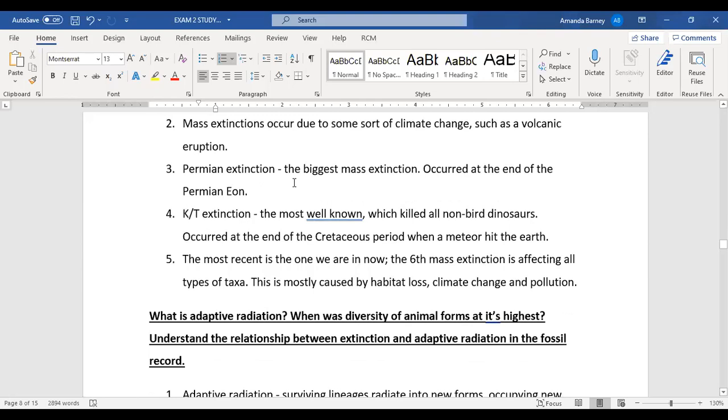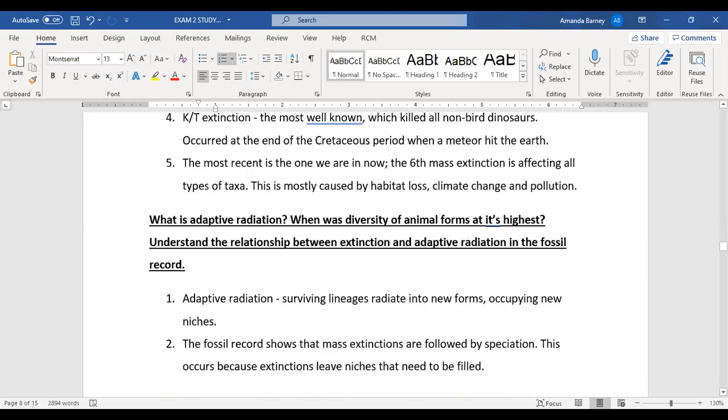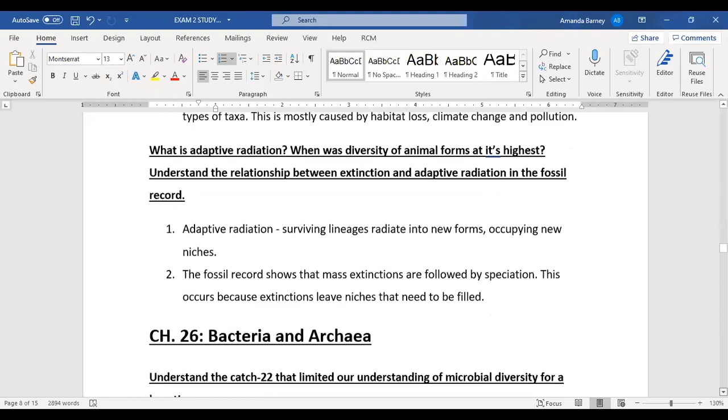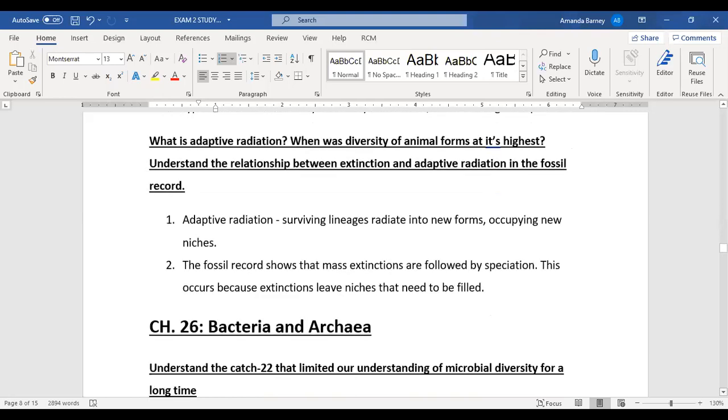That was the one we were looking at. That was followed by that really massive adaptive radiation spike. The KT extinction is when the dinosaurs died off, so that's the most well known. And our recent one is what we're in now. We're in the 6th mass extinction of our planet, as far as we know. All of this is subject to the information that we have at the current point in time.